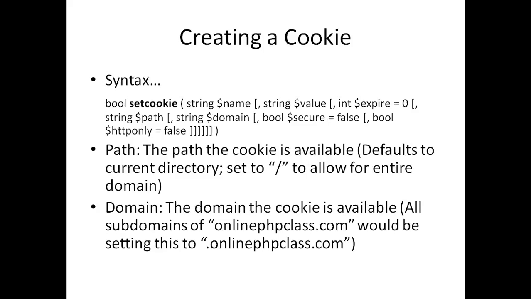Domain is the domain the cookie is available to. Okay, so if you want it available to all subdomains of onlinephpclass.com, you set it to .onlinephpclass.com. Otherwise, you set it to the domain that you want it to be available to. Notice that this is actually the domain itself. What I mean is you're not able to hijack another domain's cookie. The server knows its domain. It knows what the request is coming for. So you're not going to be able to hijack cookies, so to speak. So domain is the domain the cookie is available to.